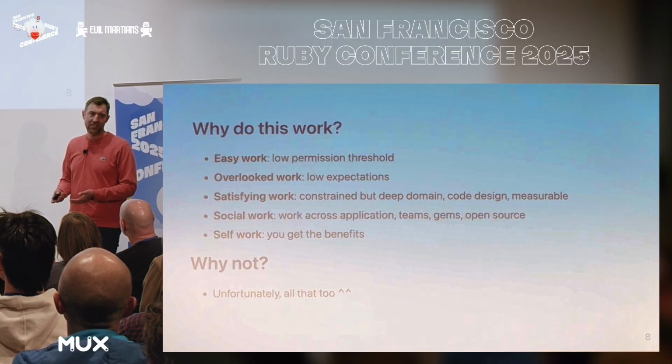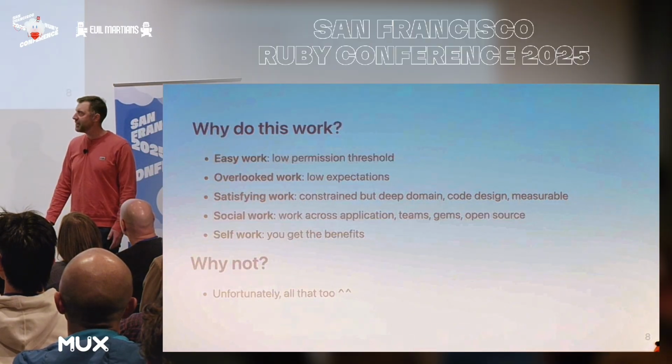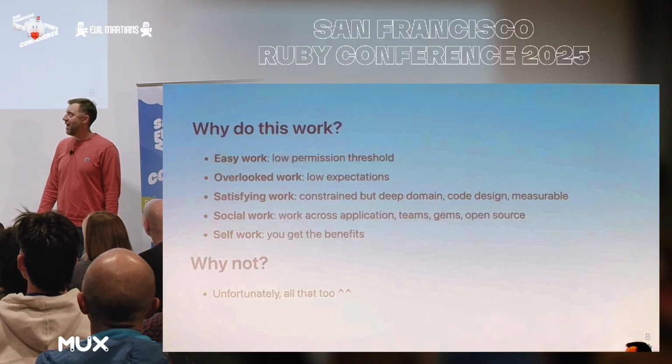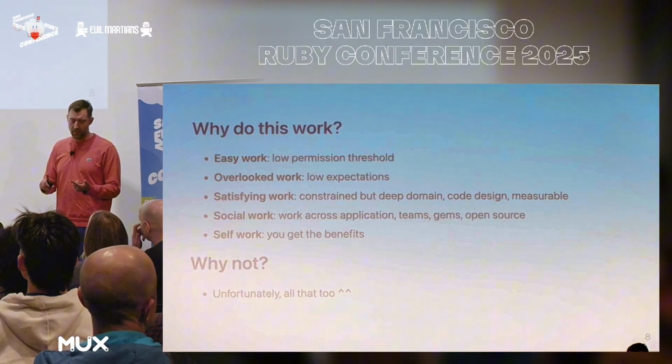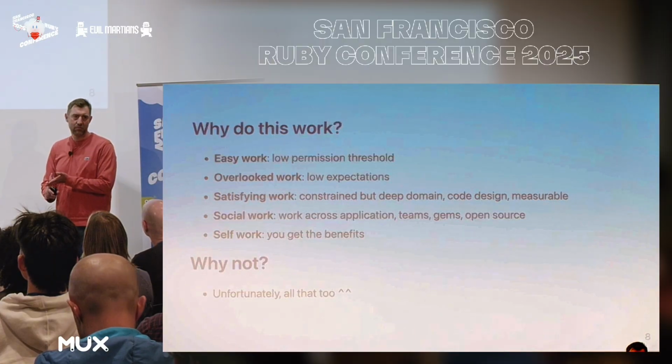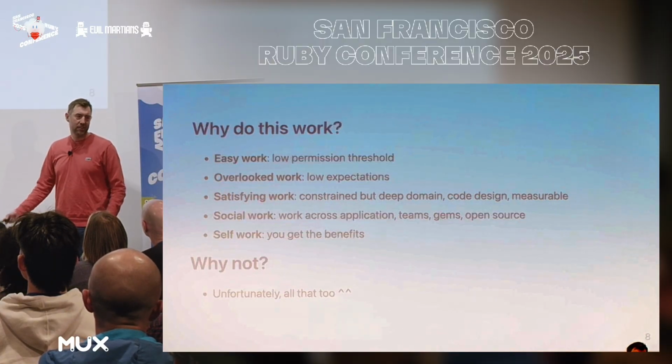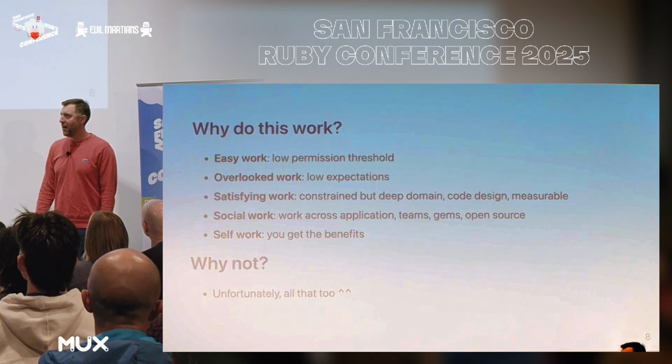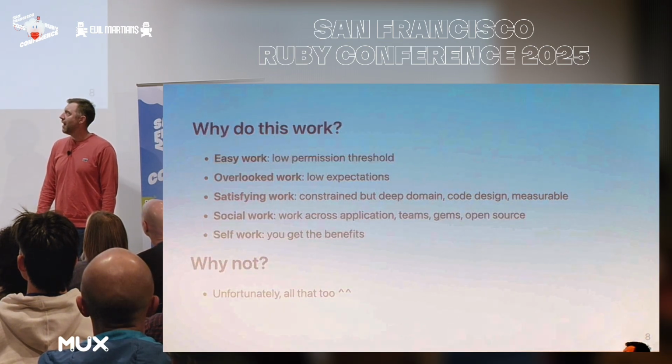I have a thesis, which is I think people just have low expectations for this. People take the attitude of, well, Ruby is slow. My application is really big. This is just the way things are. And so nobody is actually saying, you know what, actually, we can make this a lot better. I really think this work is satisfying.